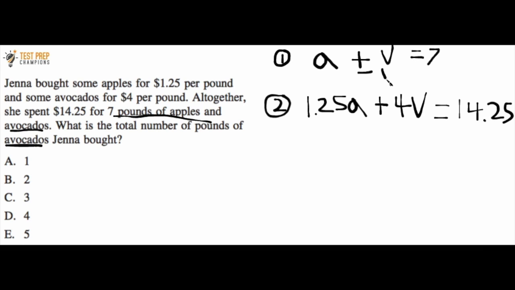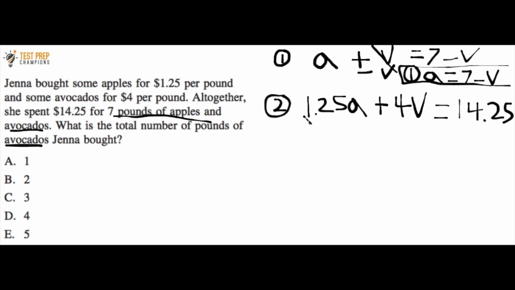So if I have A plus V, to get the A by itself, I want to subtract the V. My V's will cancel out. But whatever I do to one side, I also have to do to the other side. So my equation 1 is now A equals 7 minus V. Right here is my new equation 1: A equals 7 minus V.